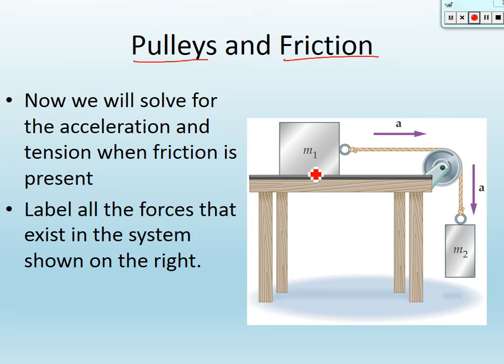What's the easiest force to always label first? Okay, force of gravity. How do you find it? Mass times acceleration due to gravity, which we put as g. Okay, guys, is this block M1 moving up and down? No. So what can you say about this force? The normal force is equal to force of gravity. So if you find force of gravity, you found normal force.